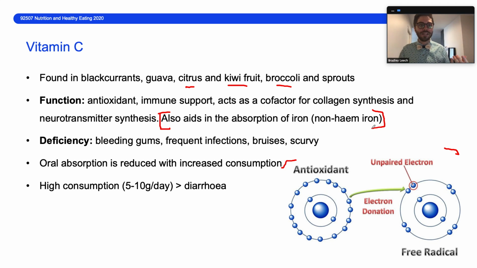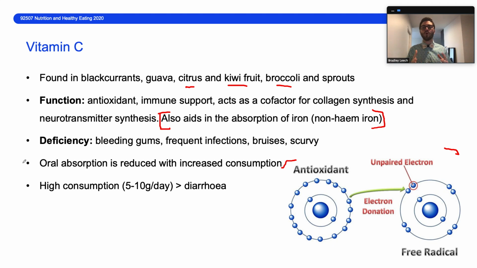What does a deficiency of vitamin C look like? You would be thinking of things like bleeding gums, frequent infection, because it supports, right up here, your immune support, easily bruising, and also scurvy.